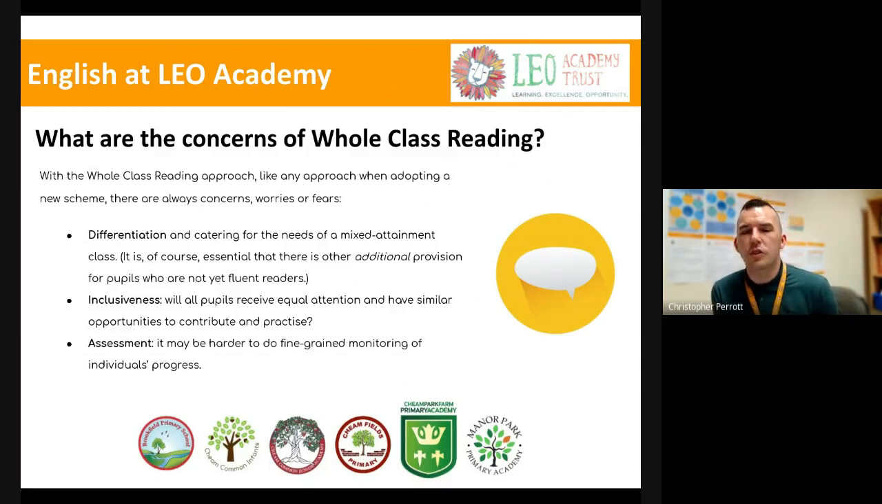Remember, we don't want to dumb down the learning or provide glass ceilings for children. It's about providing scaffolding to ensure that they reach the same level as all the rest in the class as well. We also want to make sure that the texts are inclusive, and also that the children are included individually, making sure they receive equal attention and they have similar opportunities to contribute and practice. And then finally, that assessment model. What does it look like? How do you assess a child? How do you ensure that you are monitoring those individual children's progress?